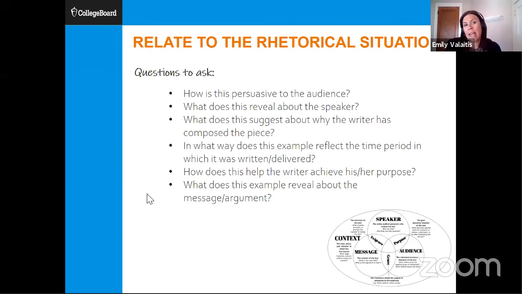This third bullet point is really speaking to exigence. What does it suggest about why the writer has composed the piece? In what way does this example reflect the time period in which it was written or delivered, speaking to context? How does this help the writer achieve his or her purpose? And then the last one is speaking to message and argument. For me, I think the most important is that first bullet point. How was this persuasive to the audience? Especially if it's a speech or a letter, something where an audience has clearly been defined in the prompt itself, think about why the writer would make that choice for that particular audience. That usually is a surefire way to get you to provide commentary that reflects the rhetorical situation.